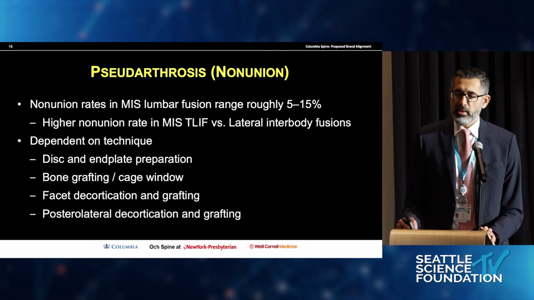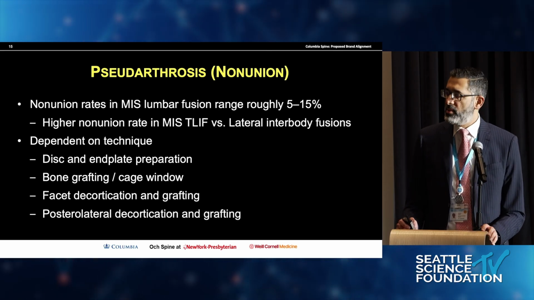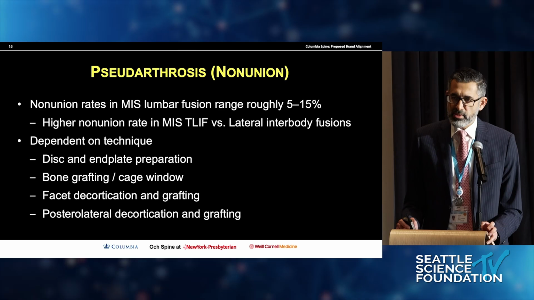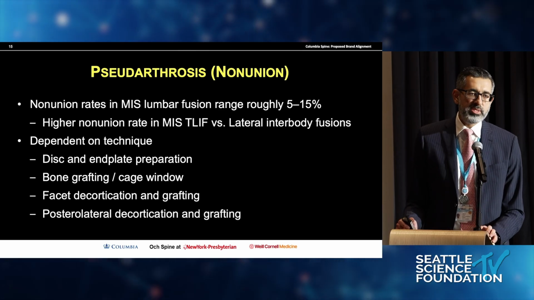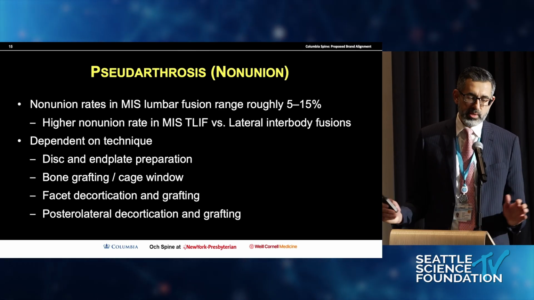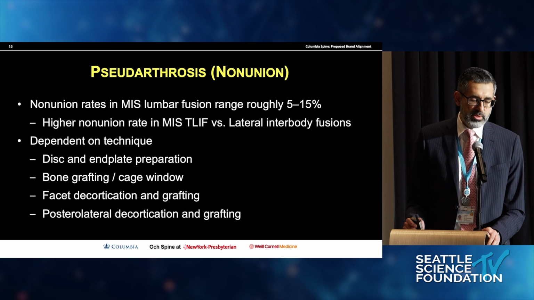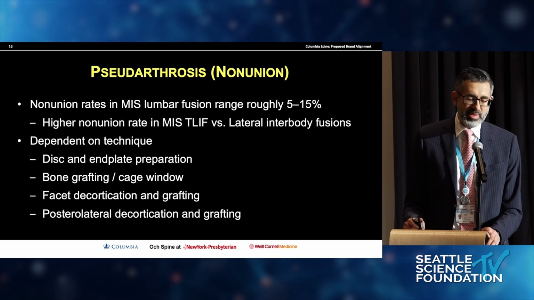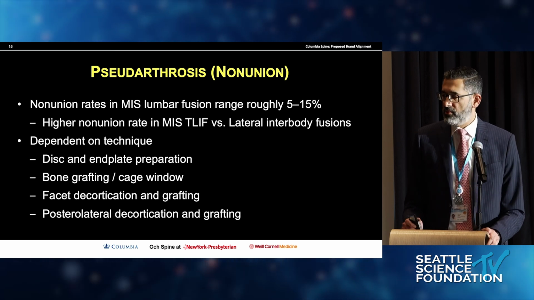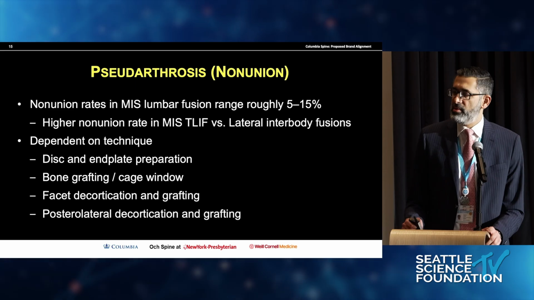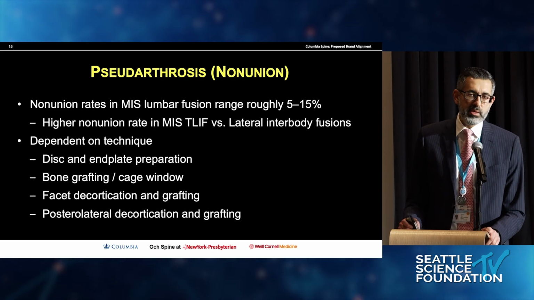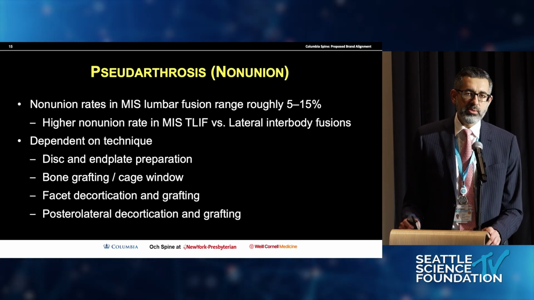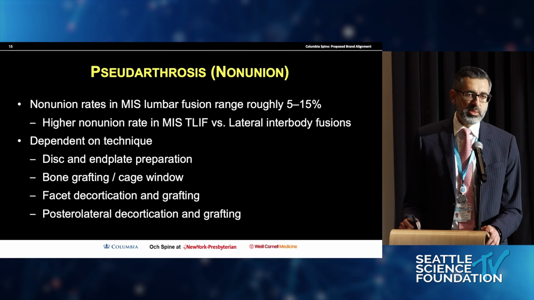Pseudoarthrosis is a bit more common in MIS TLIFs as opposed to laterals. Laterals obviously have a better disc prep and a bigger cage, so a higher chance of fusion there. But it is highly dependent on the technique. I think there are definitely MIS TLIF surgeons who have really high rates of union. So I think the pseudoarthrosis rate is dependent on your technique.